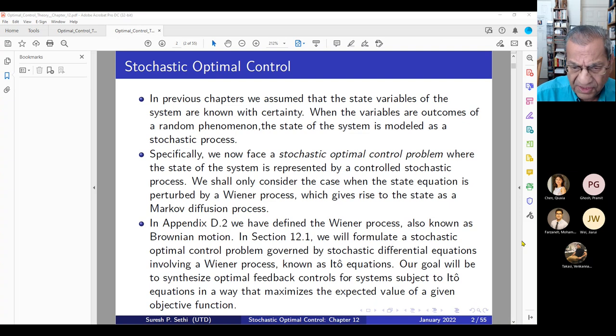named after a mathematician named Kiyosi Ito. And those equations are the ones that we're going to be dealing with. And then we maximize the expected value of the objective function rather than maximize profit, we maximize expected profit.